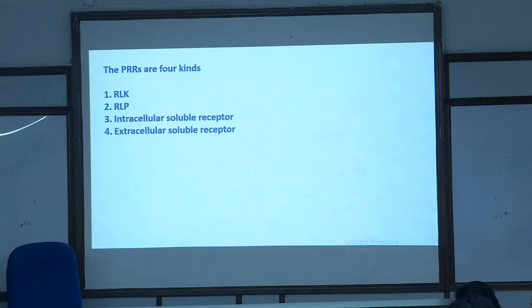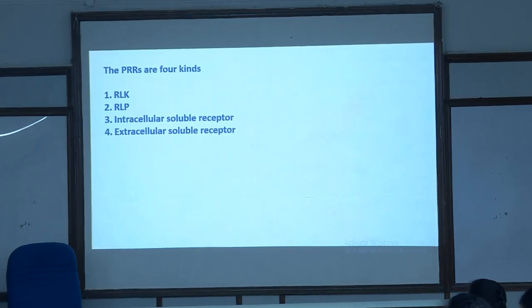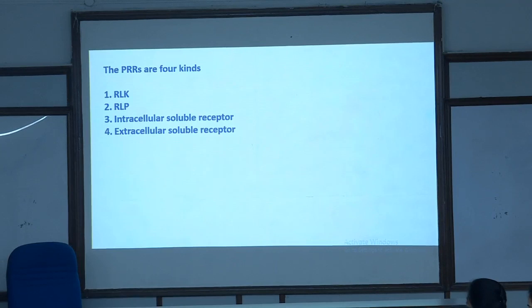Number one in the chart is RLKs, that is receptor-like kinases, and receptor-like proteins, right? The third and fourth are yet to be characterized, but reports are already coming in the literature. One is called intracellular soluble receptor, another is extracellular soluble receptor. These four are the major classes of receptors. They are anchored in the cytoplasmic membrane of the plant, and they negotiate with the microorganisms, right?